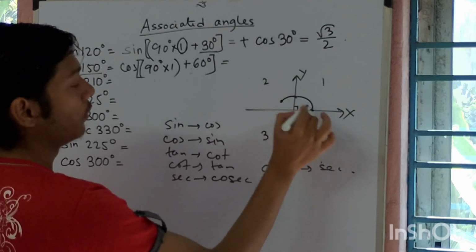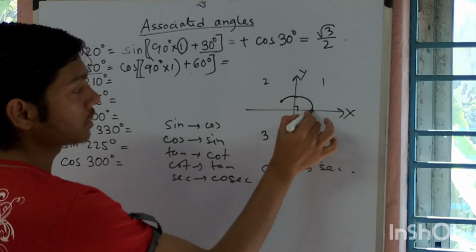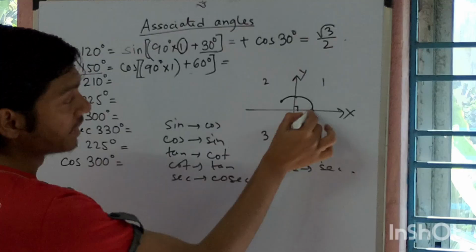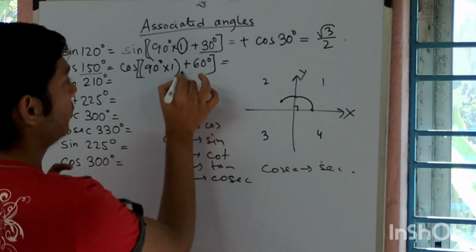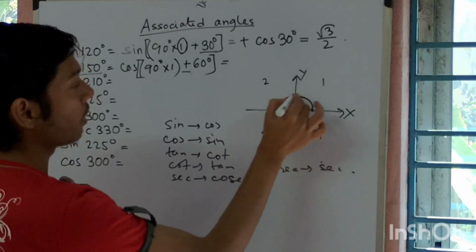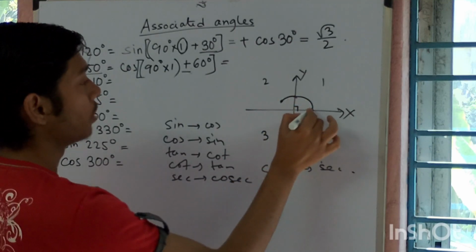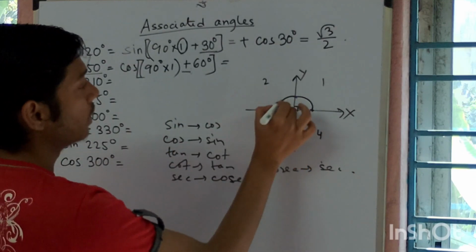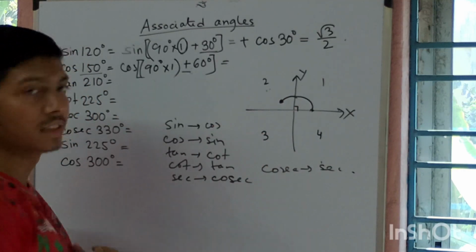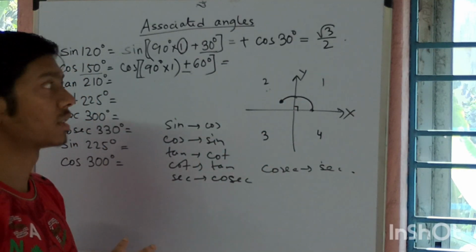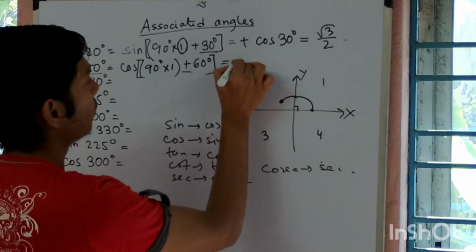So plus, you have to move from the positive direction of the x-axis in the anti-clockwise direction. If this is plus, then you have to move in the anti-clockwise direction. Okay, fine. So it will lie somewhere there in the second quadrant. Now in the second quadrant, cos is negative. Here only sine and cosec are positive. That's why it will be minus.